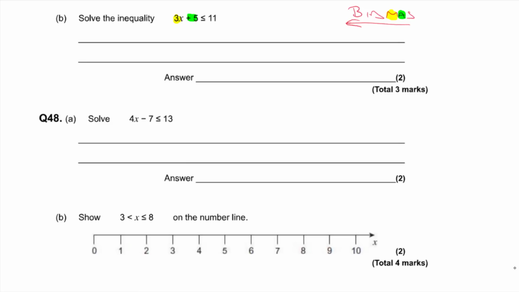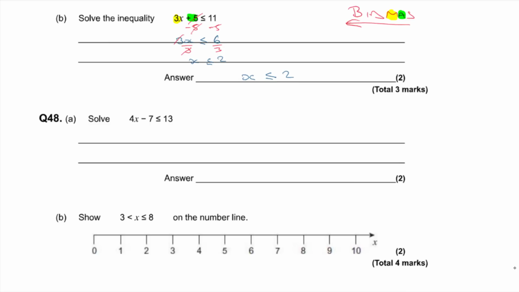The opposite of adding 5 is subtracting 5, so if I subtract 5 from both sides of my inequality, they'll cancel and it will leave me with 3x on the left, and that's less than or equal to 11 take away 5, that's 6 on the right. Next up, I'm going to deal with the 3x by dividing both sides by 3. They'll cancel, and it will leave me with x is less than or equal to 2, and that's my final answer. x is less than or equal to 2.